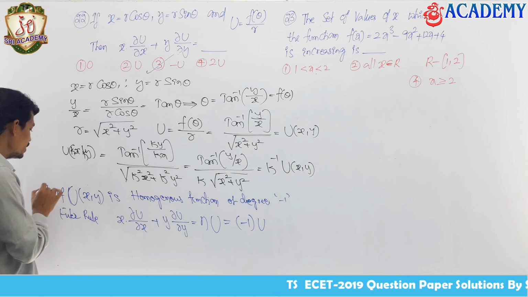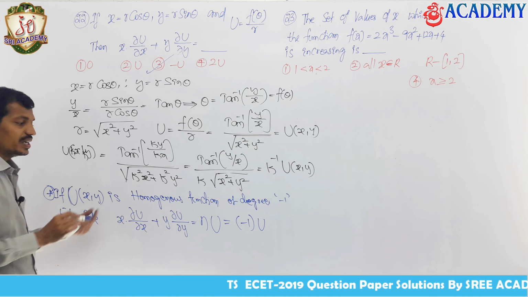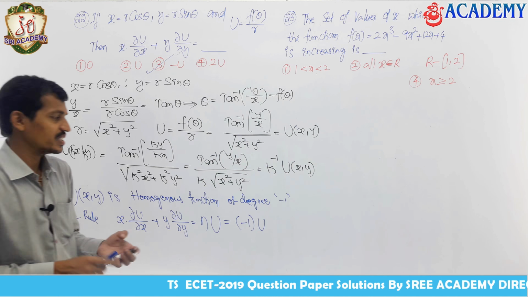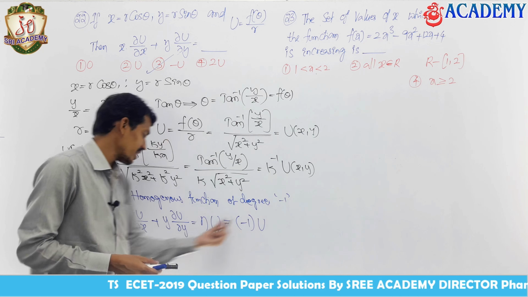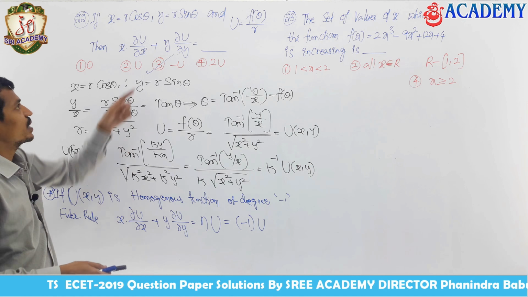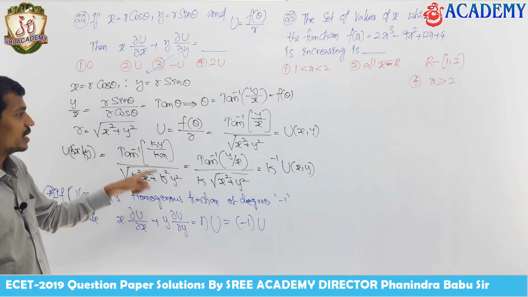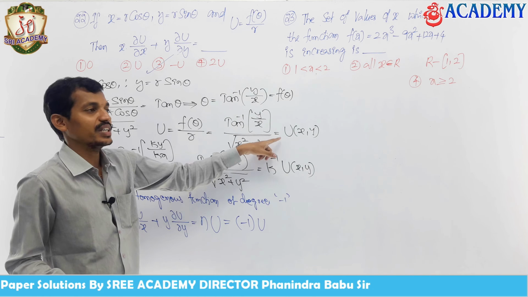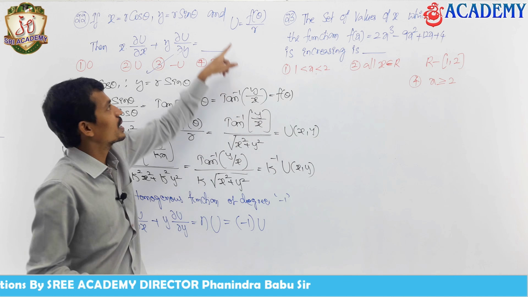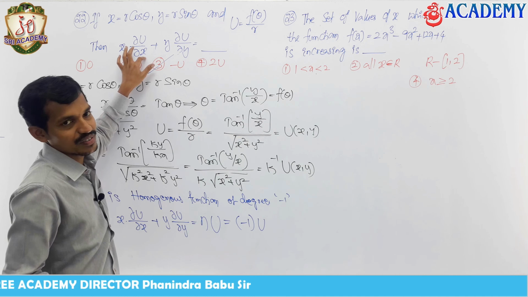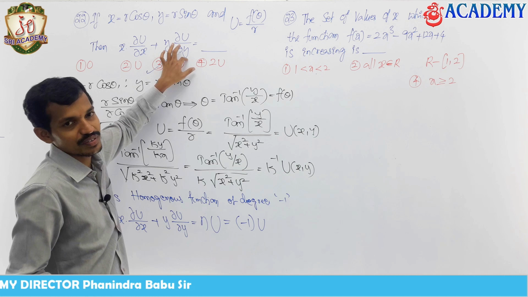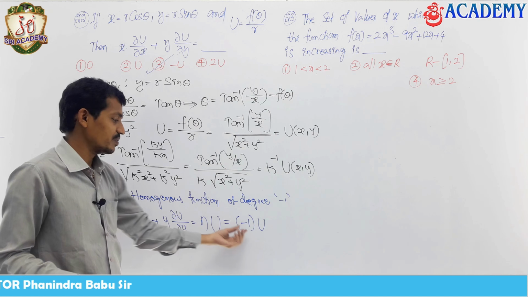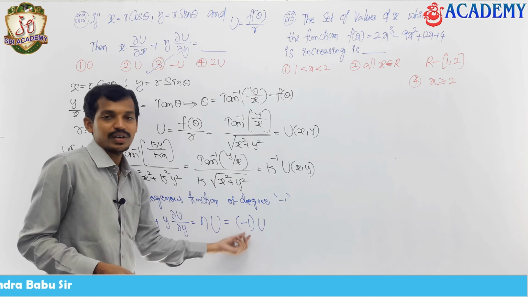Simply by using Euler's theorem, that is, if any function is a homogeneous function of degree n, by using n we can write this value. You have to find the partial derivative with respect to x, and the partial derivative with respect to y, multiplying x with the partial derivative with respect to x, and y with the partial derivative with respect to y. If you simplify, at last you will get the same function multiplied by -1.